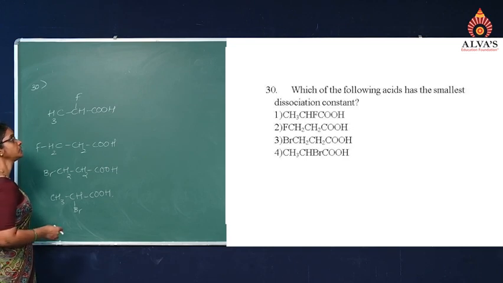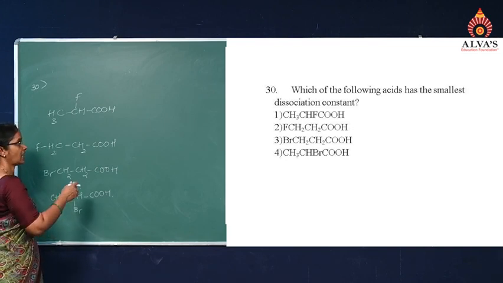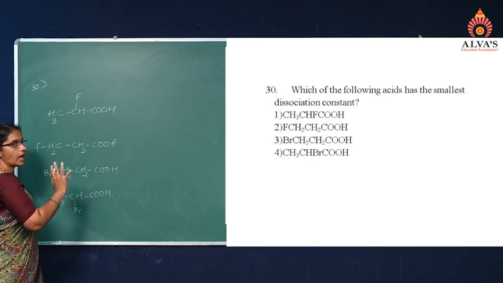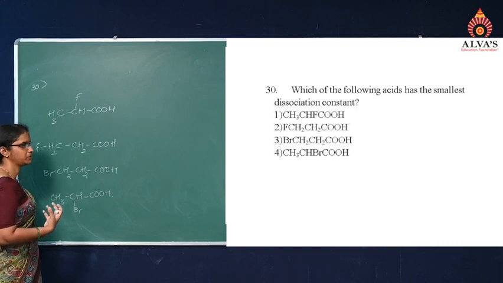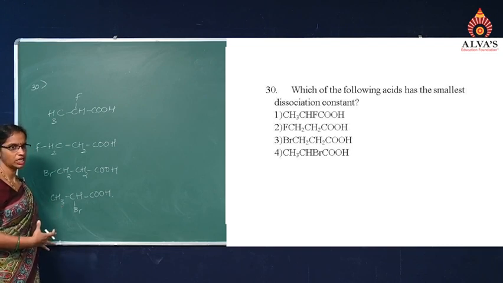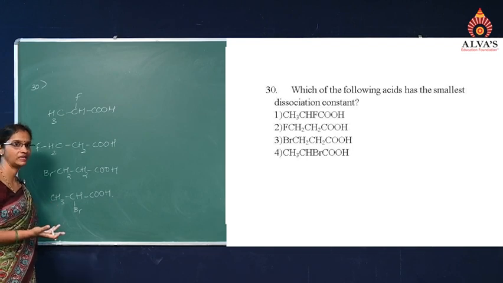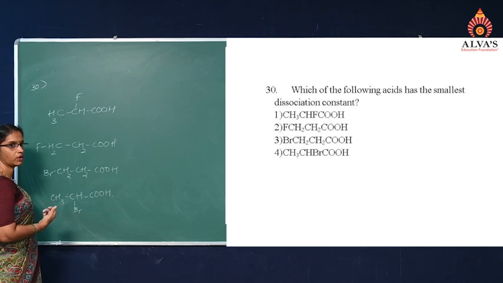From our knowledge, we know that fluorine is most electronegative. It exerts highest minus I effect. As a result, the fluoro acid will be stronger than bromo acid because bromine is less electronegative. So first two options are stronger acids. They will be having higher dissociation constant. So now we have to decide between option 3 and option 4.